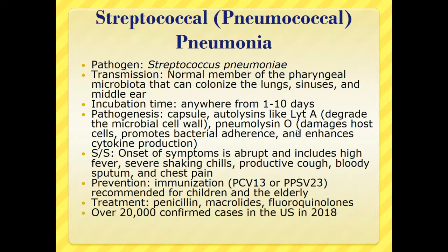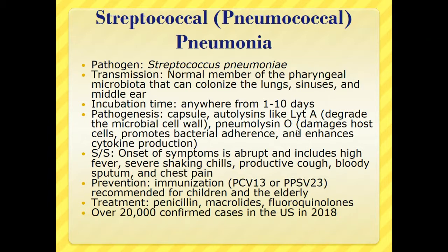A lot of people carry this around in their throat, but it can get into the ears and cause otitis media. It can get down in the lungs and cause pneumonia. It can get up in the sinuses and cause sinus infections. And so it produces a capsule, which allows it to hide from the immune system. It secretes different types of enzymes that damage cells and allow it to get down into the lungs and kind of stick. High fever, shaking chills, a productive cough, bloody sputum, and chest pain.